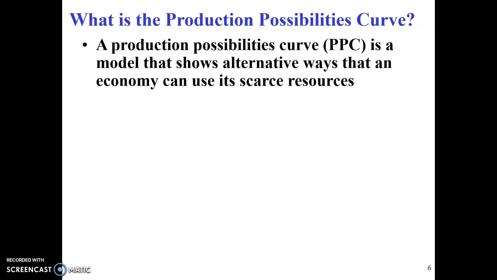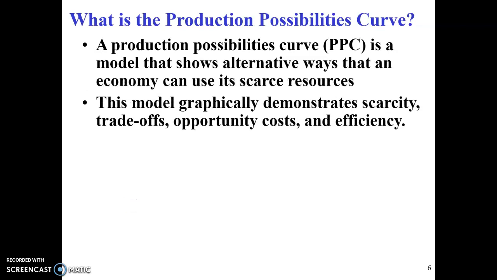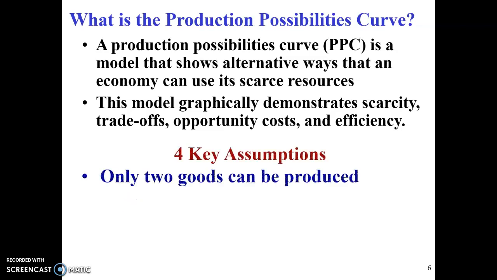So a PPC is a model that uses alternative ways that an economy can use its scarce resources. We're looking at a few different concepts, especially opportunity costs, but also efficiency. We're looking at scarcity, the idea of trade-offs. There are some assumptions. We're looking at two goods that are being produced.